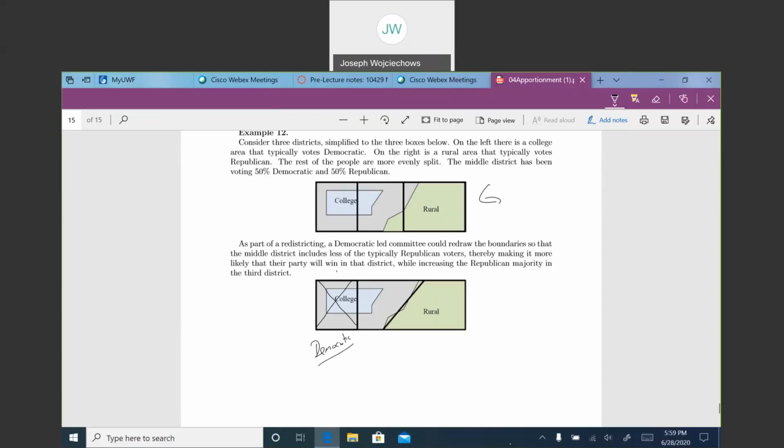The vote. Now what's happened here is all this gray area is 50-50. And then you have this little bit of the college area here. So this is going to be Democratic, most likely. And then what they've done is they've bunched in the majority of the people in this area who typically vote Republican, so they can't affect any of the other districts. So yeah, they're going to lose one no matter what they do. So they might as well put all the Republican voters in one area.